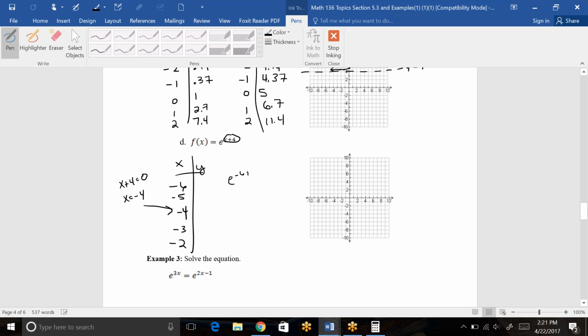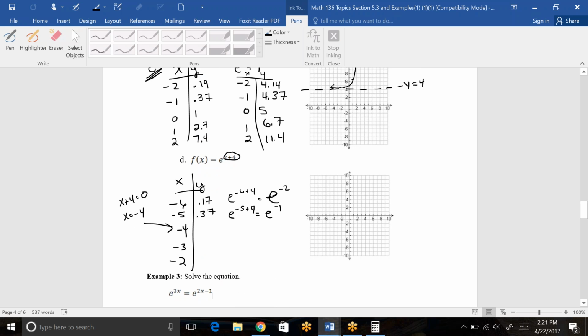So e to the negative 6 plus 4 is e to the negative 2, which we already know the answer to that is 0.17. E to the negative 5 plus 4 is e to the negative 1, which we know is 0.37. Actually, that wasn't 0.17, it's 0.14. Sorry. Should have looked up at my chart. And then e to the negative 4 plus 4 gives me the e to the 0, which is 1. E to the negative 3 plus 4 is e to the first, which is the 2.7. And e to the negative 2 plus 4 is e squared, which is the 7.4.